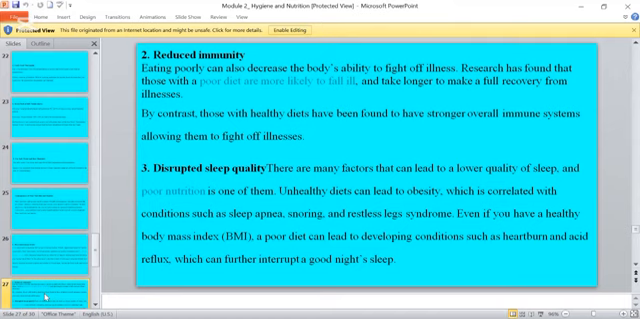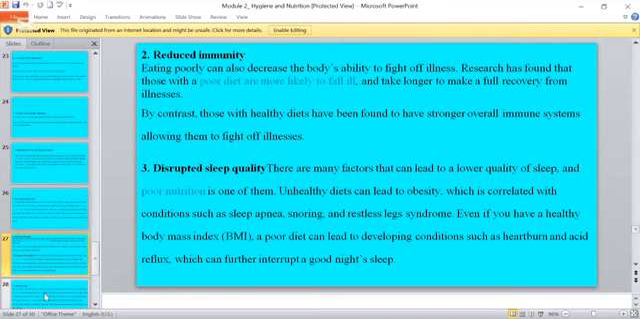We also have disruption of sleep quality. There are many factors that can lead to lower quality of sleep, and poor nutrition is one of them. Unhealthy diet can lead to obesity, which is correlated with conditions such as sleep apnea, snoring, and restless legs syndrome.